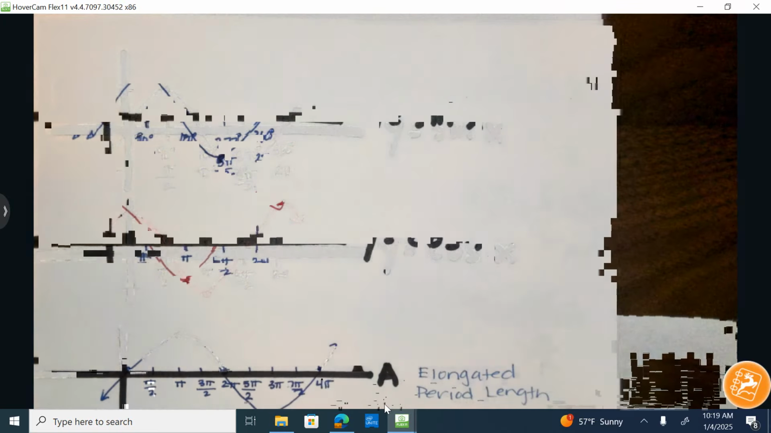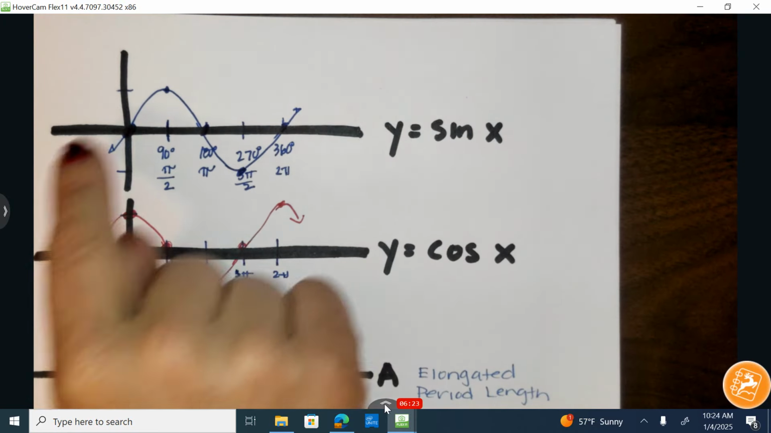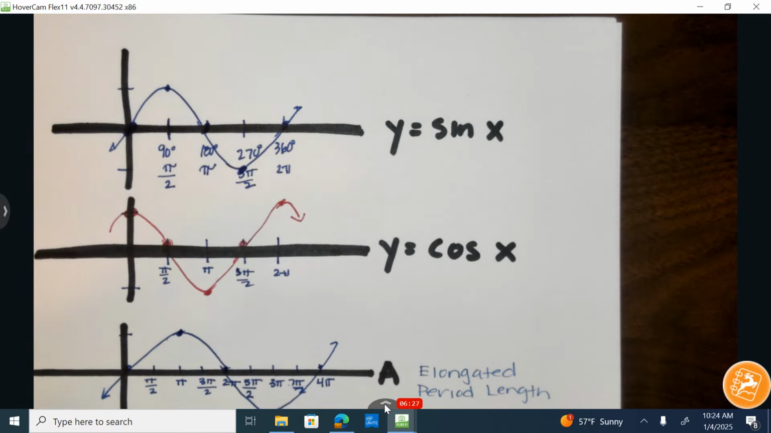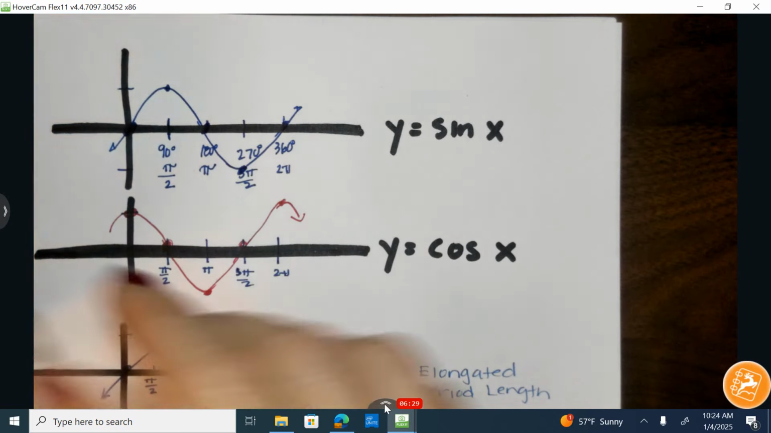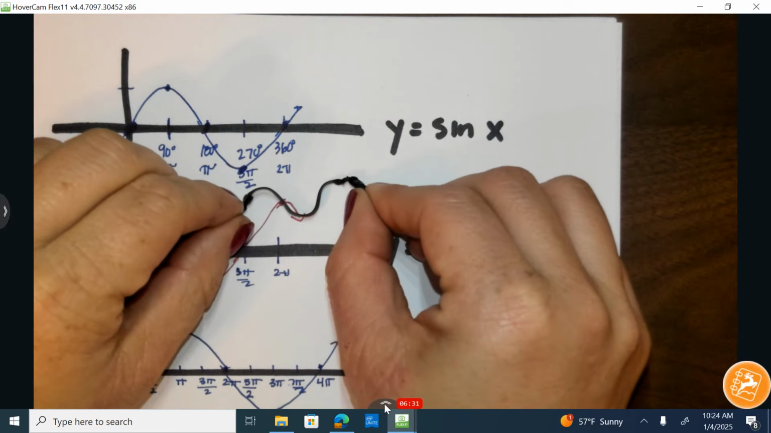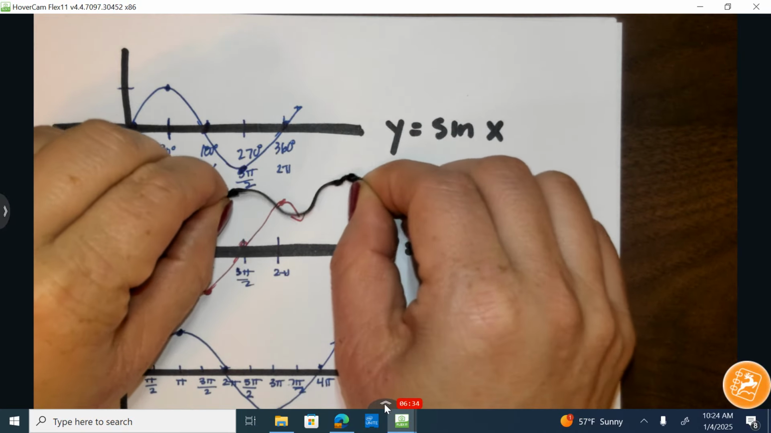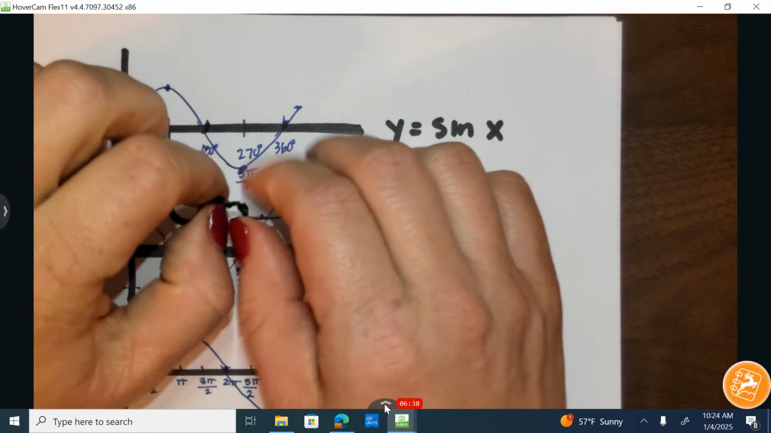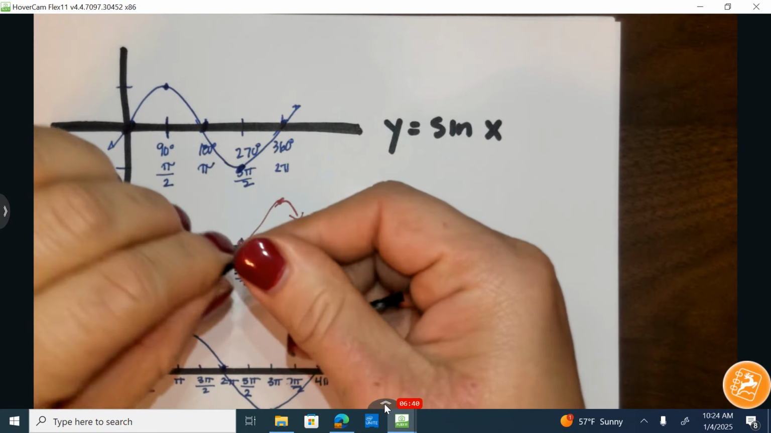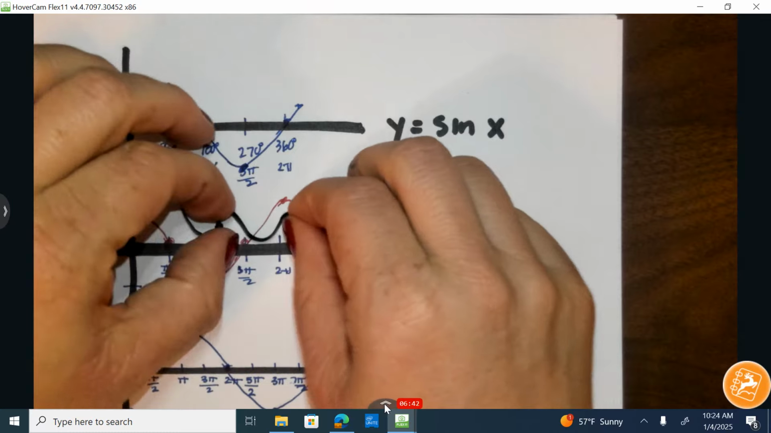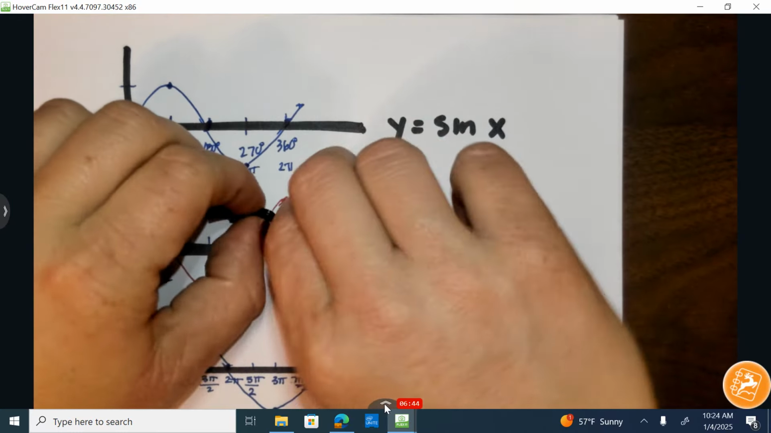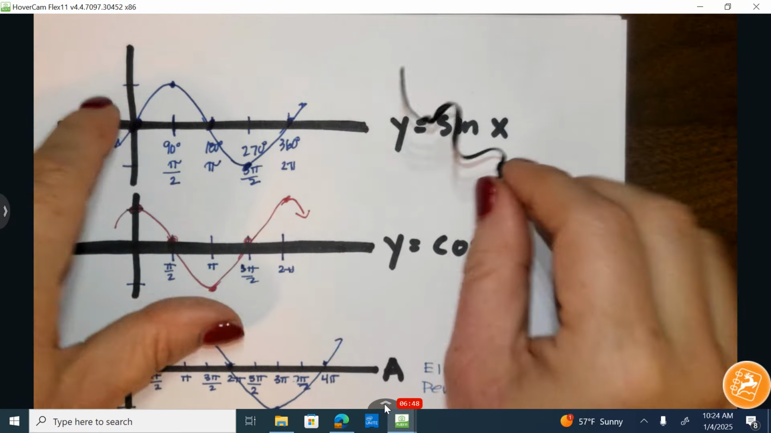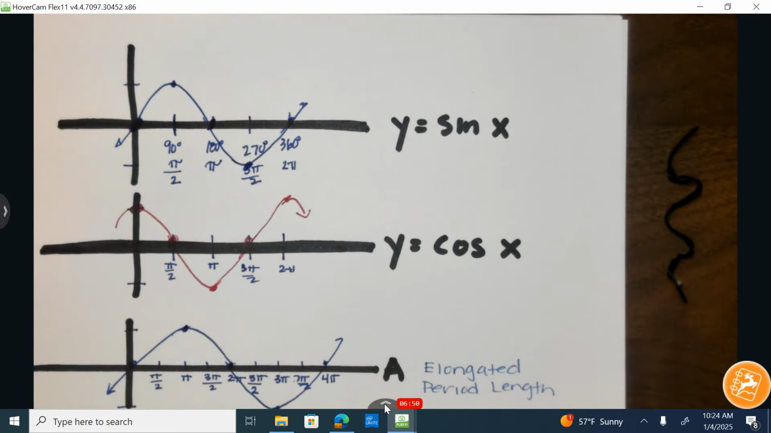Let's now describe what happens when we keep the basic shape, but we change how this looks. So we either elongate it or we compress it, which means there are going to be multiple wavelengths in a shorter period of time. That was a bad example, but you get the general idea, right? So do we elongate this or do we compress it?